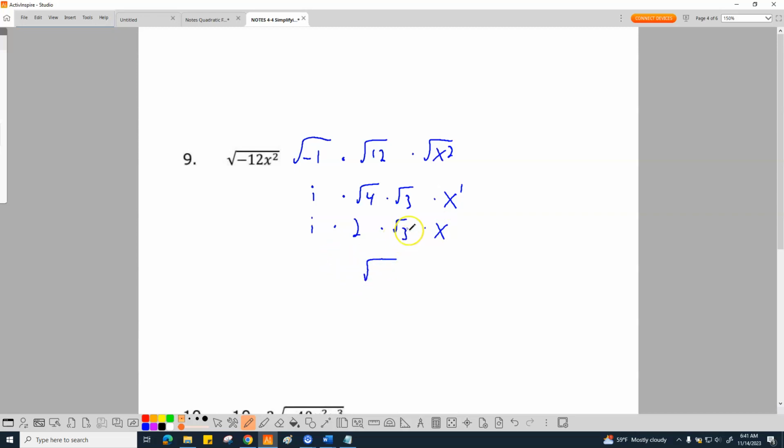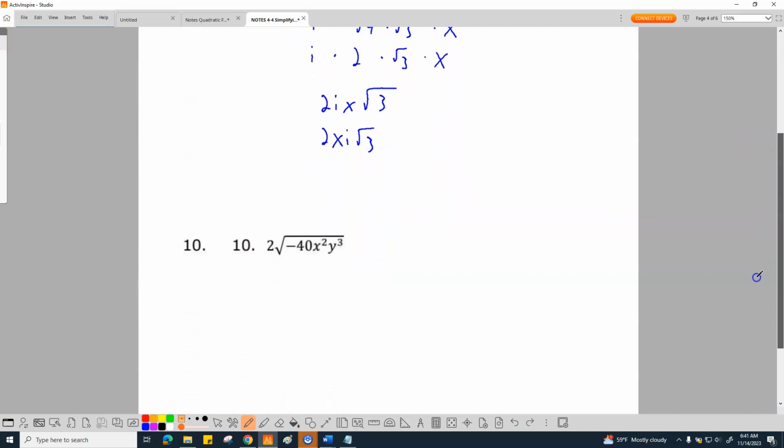Now I reconstruct this. My 3 goes inside. I have an x that's out here. Let's see, I have a 2 and an x and an i. So here we go. 2ix. If you wrote 2xi, I would accept that as well too. But since we prefer the i next to the numbers, it's formality at this point. So either of those are fine, but try to get used to putting your i's next to your numbers. It just looks prettier.